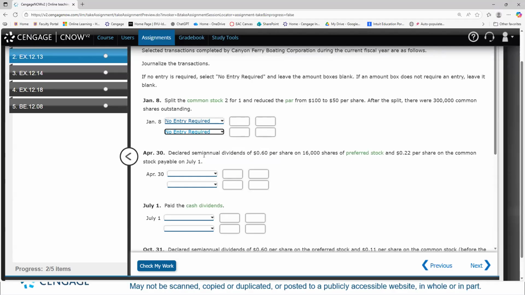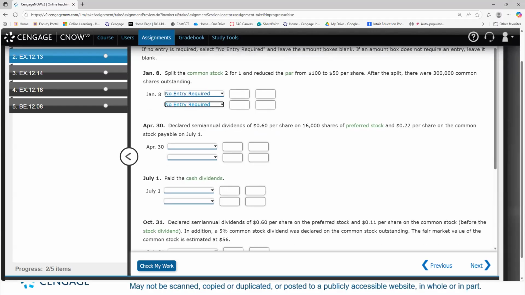On April 30th, though, they declared a semi-annual dividend of 60 cents per share on 16,000 shares of preferred stock and 22 cents per share on the common stock, payable on July 1st. So it tells us how many shares of preferred stock there are. So if it was 60 cents per share and there were 16,000 shares, we can pretty easily figure out what that is.